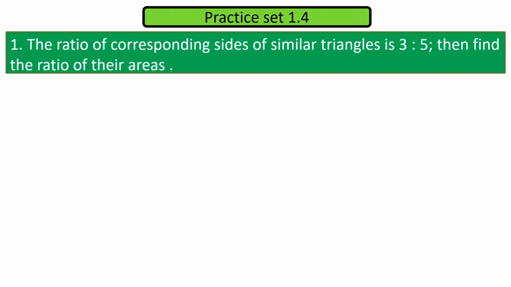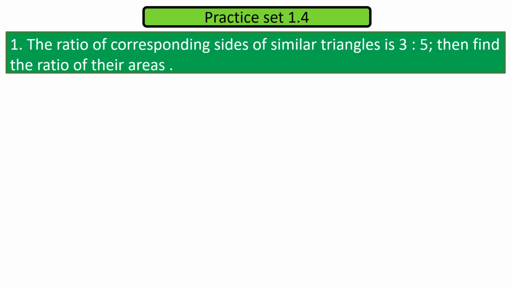Now let us start with practice set 1.4. The first question is there on your screen. The ratio of corresponding sides of similar triangles is 3:5. Then find the ratio of their areas. Now remember, we did before A1 upon A2 is equals to B1 into H1 upon B2 into H2. Those four properties which we have done will be used for any two triangles. But here, since two triangles are similar, we'll be using the ratio of areas of similar triangles.